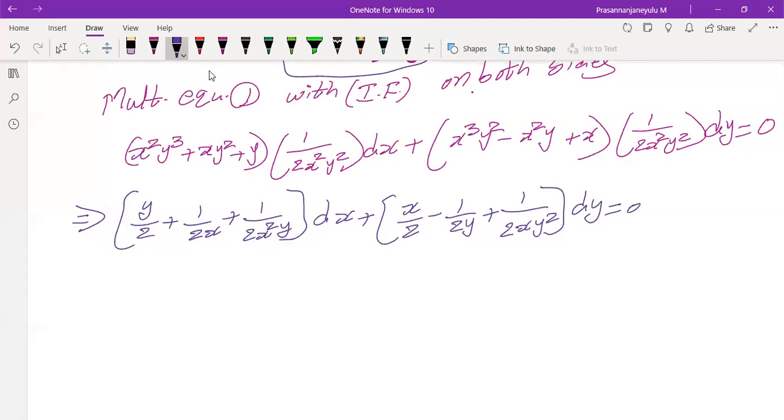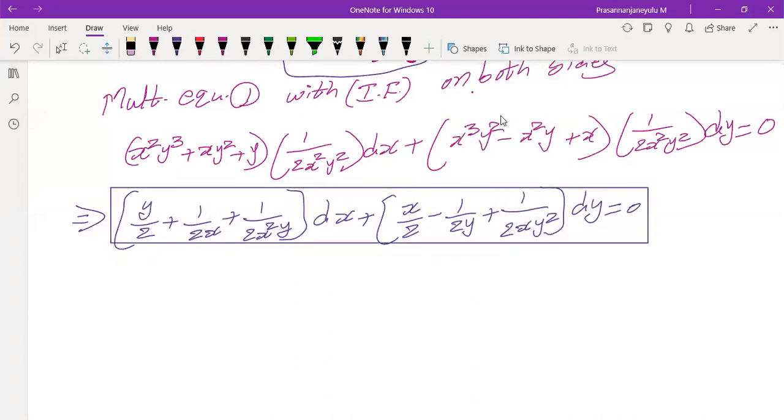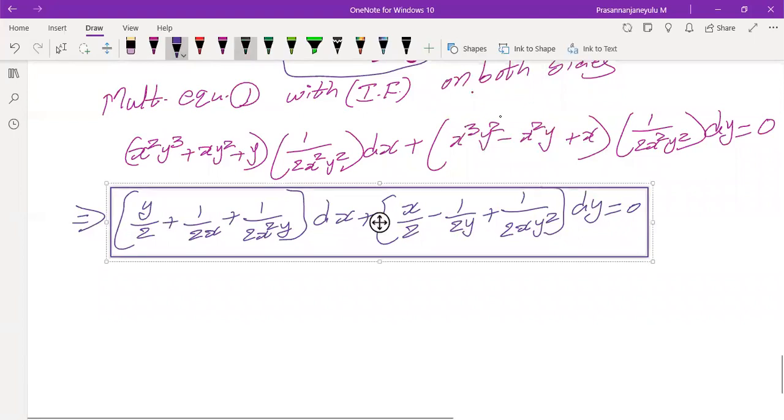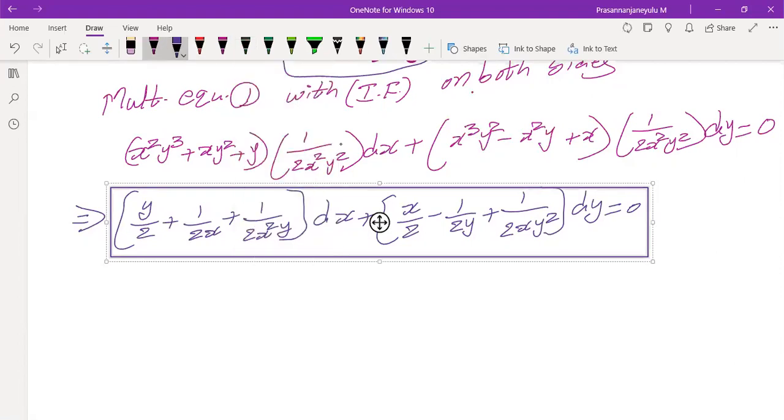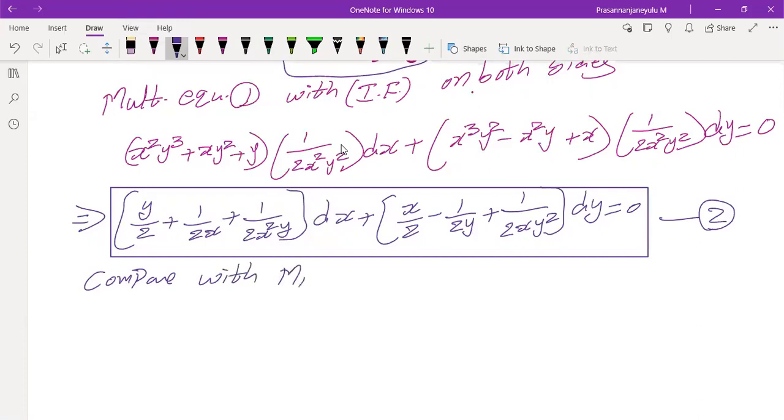So this is the reduced differential equation. This differential equation we have to take as equation number 2. Now we have to check what we have to do. We have to compare it with the differential equation m1 dx plus n1 dy equals 0.